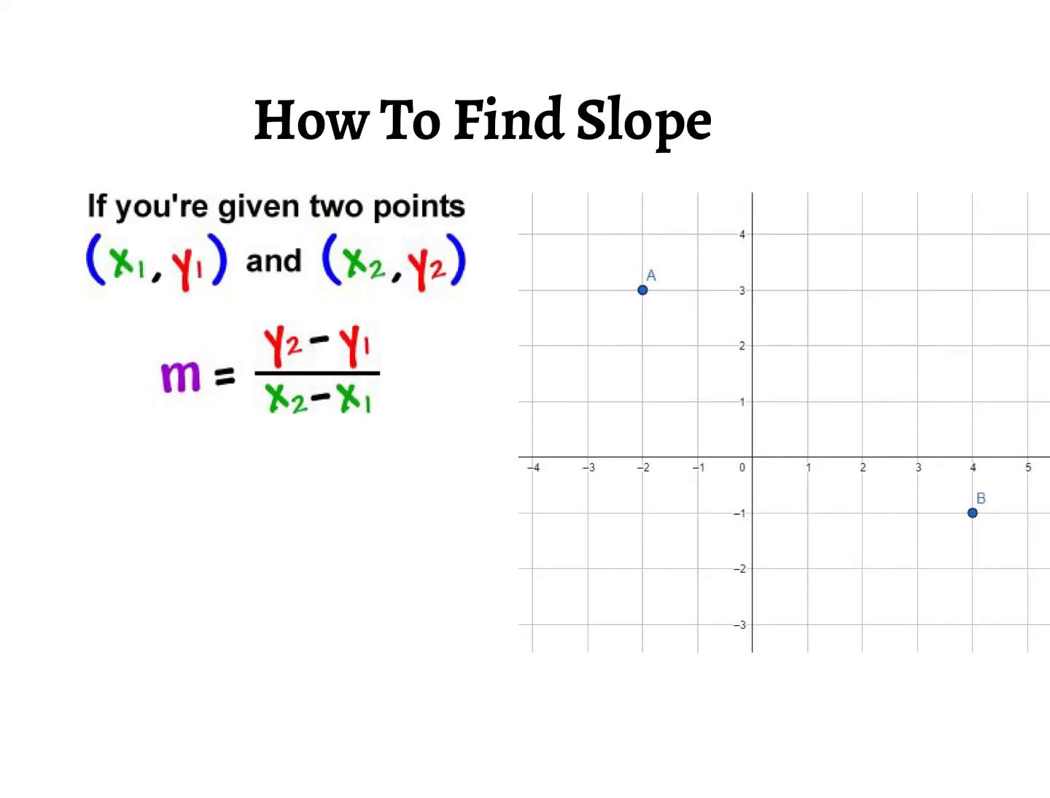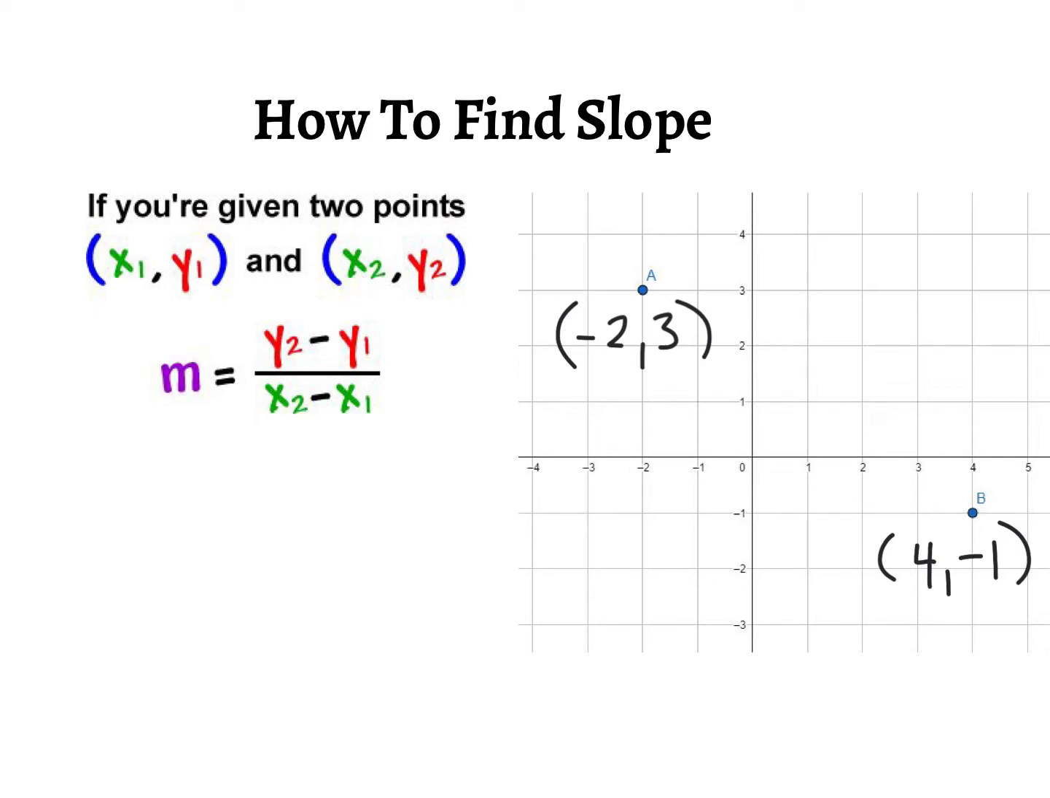In this example, I'll show you how to find it using the formula. So we have 2 points, A and B. I'm going to first find the location of these 2 points. I'm going to label this one as -2, 3, and this one as 4, -1. Now, as you can see in this formula, I'm going to label one point as the first point and one as the second point, with x1, y1, and x2, y2. And I'm going to do just that with my points.